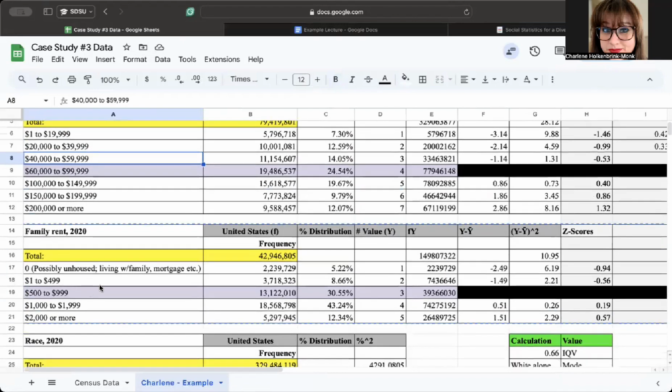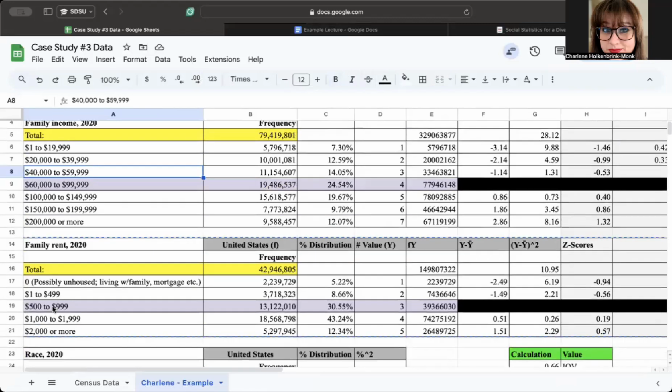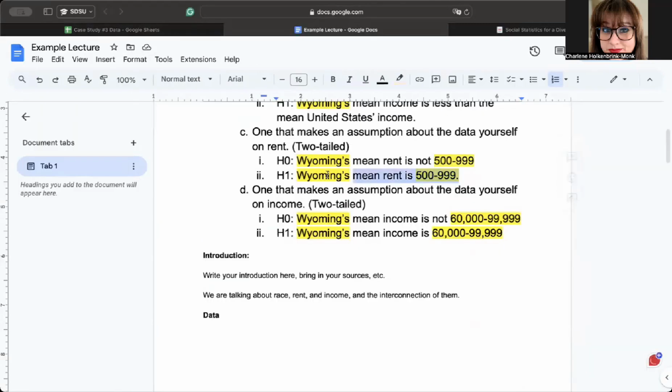Make sure they reflect exactly what I have here. This is where I got my categories from, and that's where I got that value from. So I plugged that directly in here, and it's only for my state, not comparing it to the United States. And then the same thing for this.